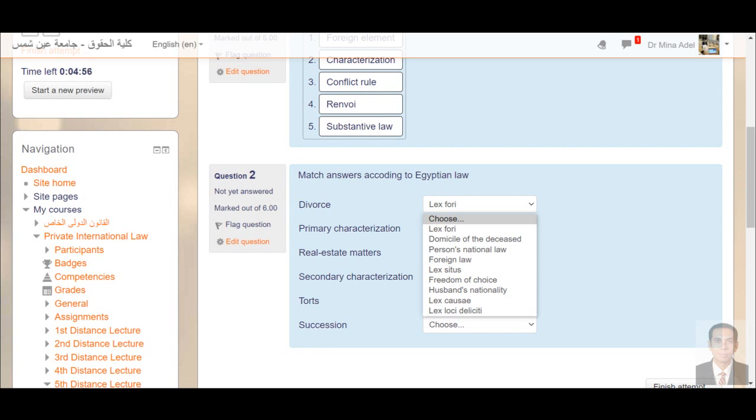So for example, you have divorce, we have lex fori, you have domicile of the deceased, you have person's national law, you have foreign law, you have lex situs, then you have freedom of choice, you have husband's nationality, lex causae, and finally lex loci delicti. And as you know, you have more options than the first column. This is normal because you have to leave at least 2 choices.